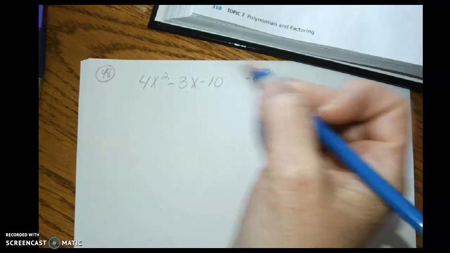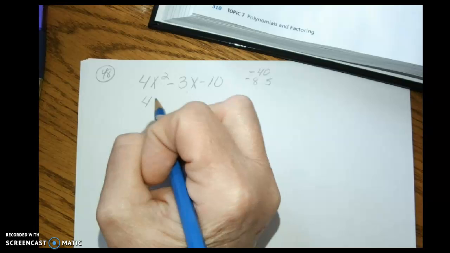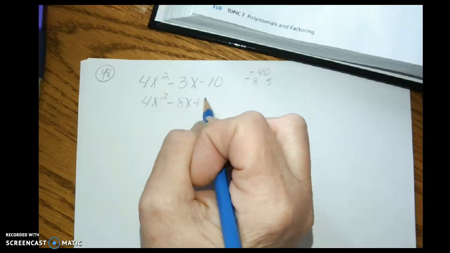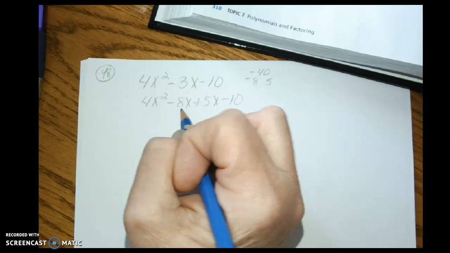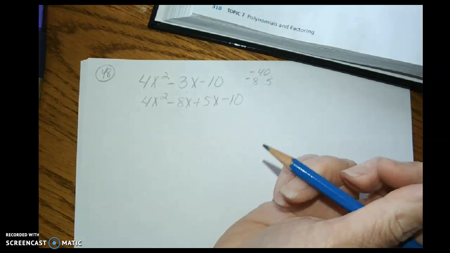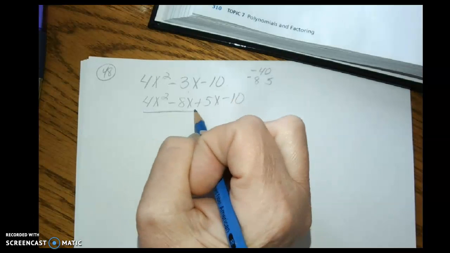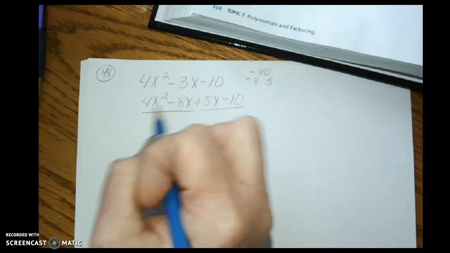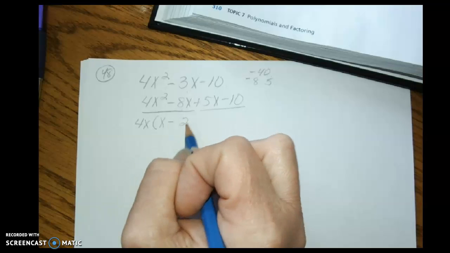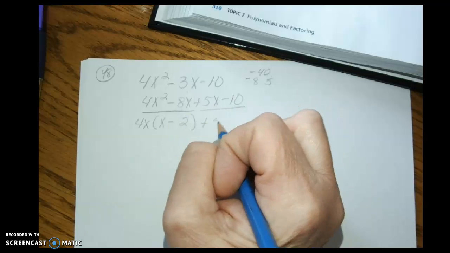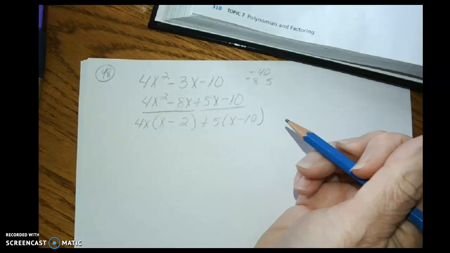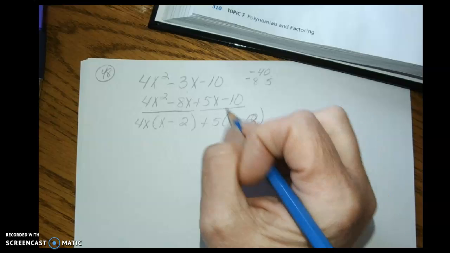So that is how I am rewriting it, because I'm grouping this way. I'm going to do 4x squared minus 8x plus 5x minus 10. You see how I decided to put the 8 over here with the 4 and the 5 with the 10, and that's just to help me find the greatest common factor. I'm now looking at this and this one separately. I'm factoring out a 4x. I would have x minus 2 over here, and then I would factor out a 5 and have x minus 10, or x minus 2, because 5 times 2 is 10.